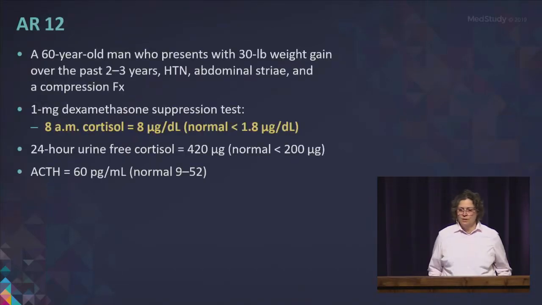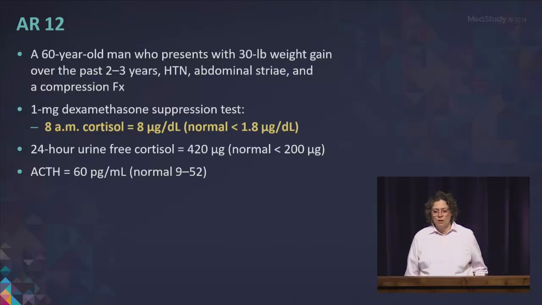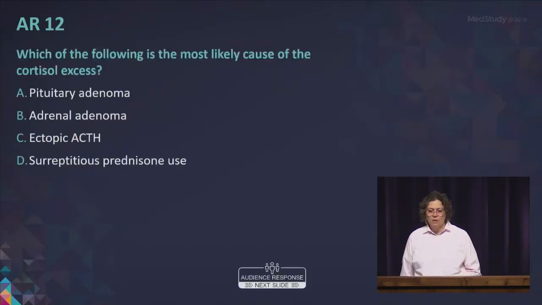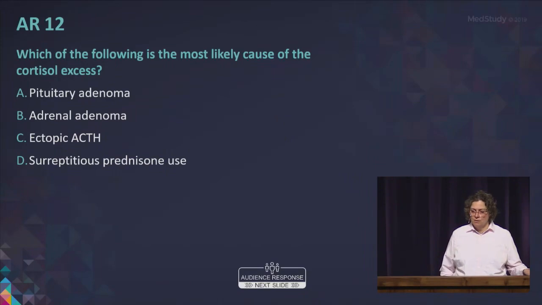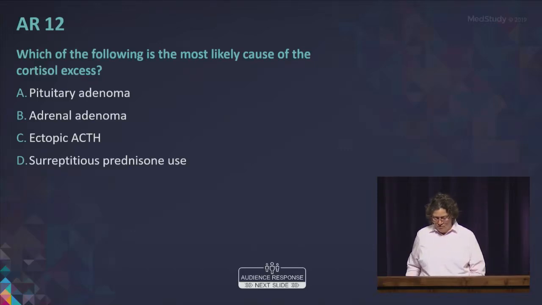Okay, next question. A 60-year-old man presents with a 30-pound weight gain over the past 2 to 3 years, hypertension, abdominal striae, and compression fracture. A 1 milligram dexamethasone suppression test was a fail. He should have been down to less than 1.8, but his cortisol was 8. 24-hour urine cortisol was also elevated, almost double, and his ACTH was mildly elevated at 60. Which of the following is the most likely cause of cortisol excess? Pituitary adenoma, adrenal adenoma, ectopic ACTH, or prednisone use?